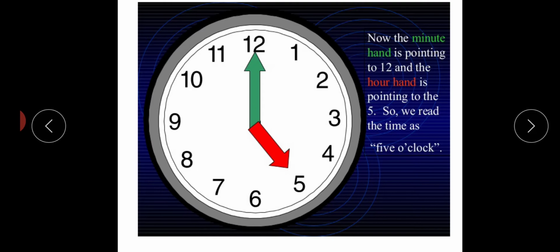Now the minute hand is pointing to 12. See, the minute hand is pointing to 12 only, but the hour hand is at 5 now. So we can say the time is 5 o'clock. The minute hand is always pointing to 12 and the small hand is at 5, that is, the hour hand is at 5. So my time is 5 o'clock.